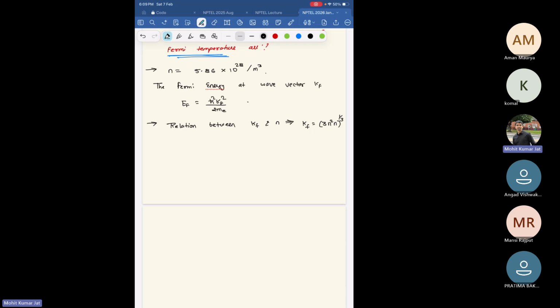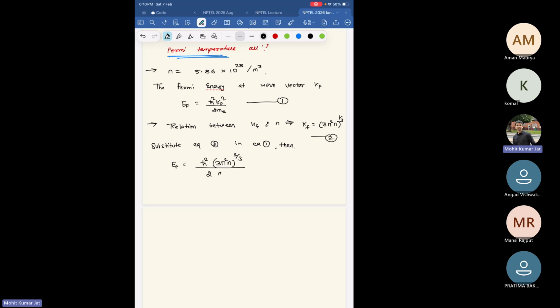So this is equation number 1, this is equation number 2. Now if you substitute equation 2 in equation 1, then what you get is EF is equal to h bar square, and instead of kf square, it will be 3 pi square n to the power 2 by 3, divided by 2 times mass of electron.